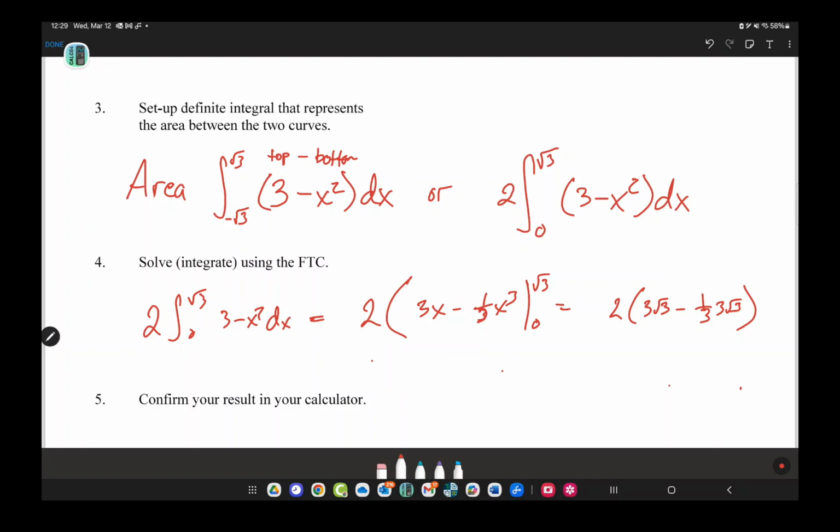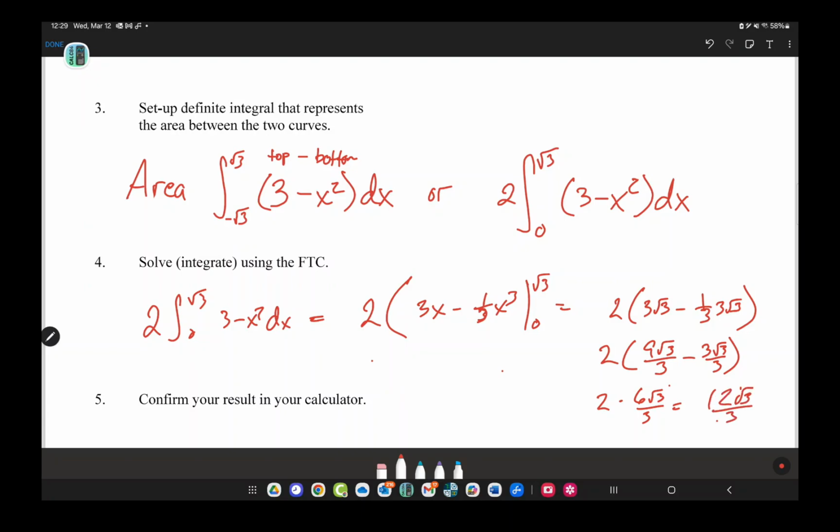How'd you get 3 root 3? Like 1/3 times 3 root 3. x cubed is, if you cube the square root of 3, you get the square root of 3 times square root of 3 times square root of 3, right? Which is 3 times square root of 3. So we can rewrite this as 9 root 3 over 3 minus 3 root 3 over 3, which gives you 2 times 6 root 3 over 3, which is 12 root 3 over 3.